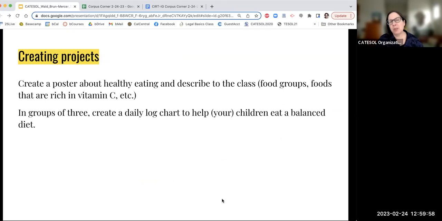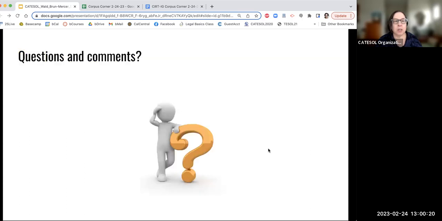And then of course, something a little bit more creative: creating a poster about healthy eating and describing it to the class, or in groups of 3, creating a daily log chart to help your child eat a balanced diet. Something a little bit more, like the cookbook's a little bit more than this even, but things like that. So there are lots of things that you can do. That's our time, but we'll take a few more minutes, right?